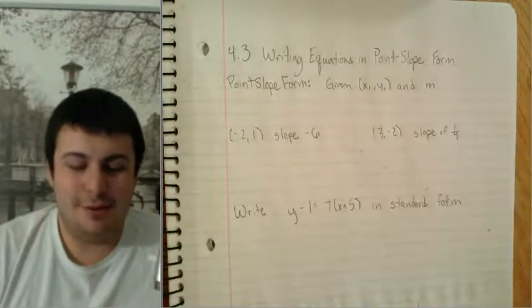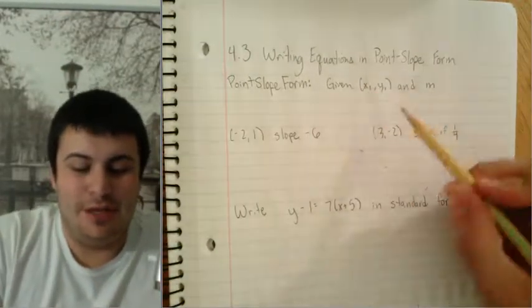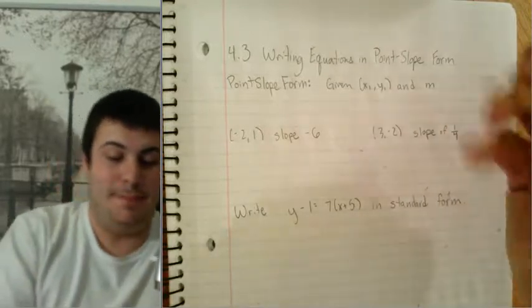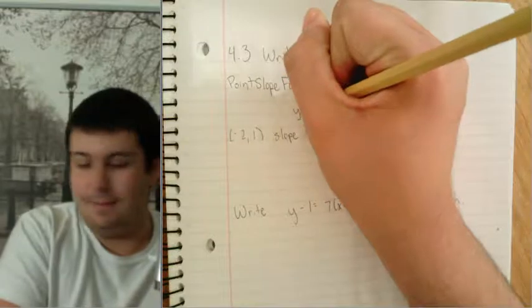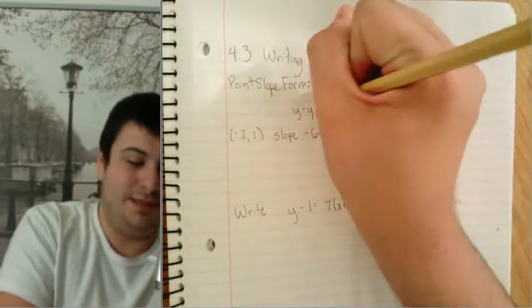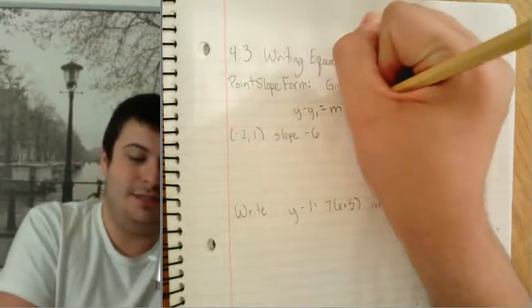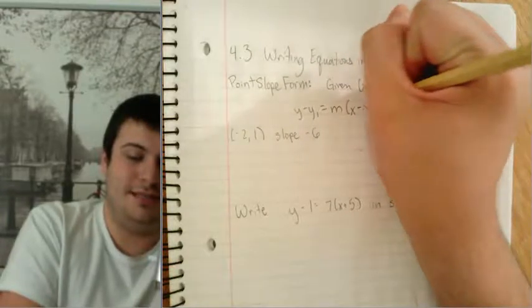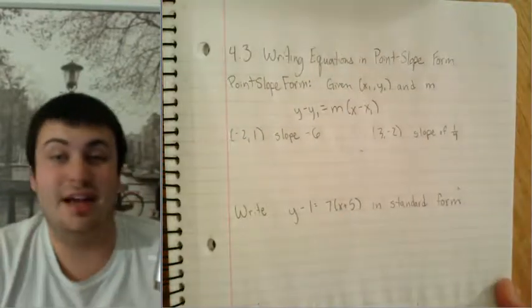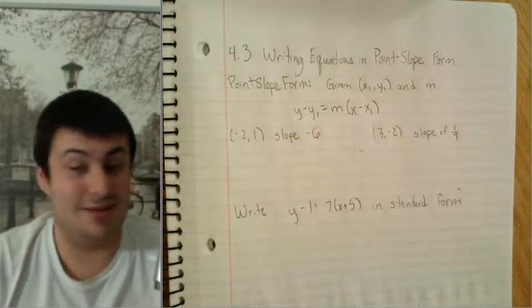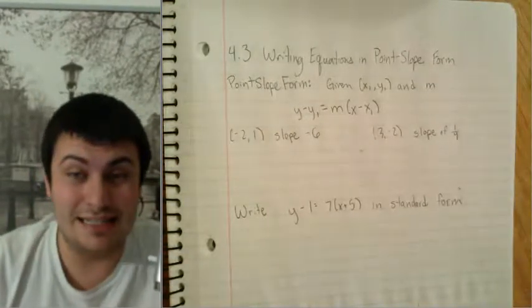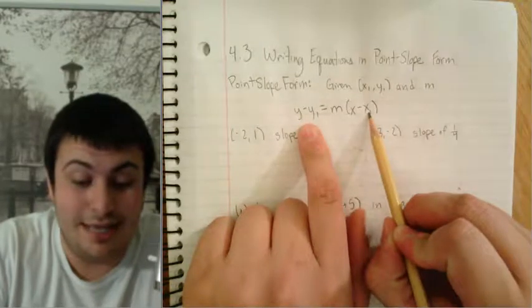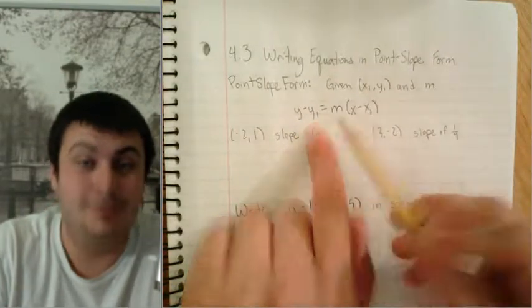So, point slope formula: given a point x1, y1 and a slope m, point slope form says that y minus y1 equals m, the slope, times the group x minus x1. And this is a valid form of a line that can help us graph, and it can help us do anything we need to with the form of a line. And what's nice is that we really just plug in a point x1, y1 and a slope, and we have it.